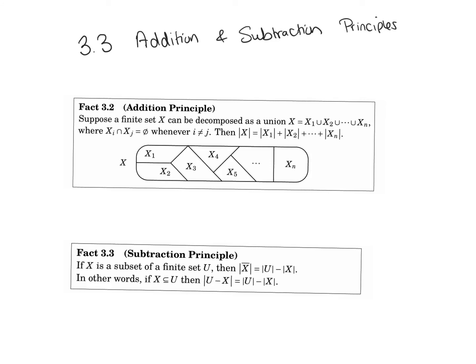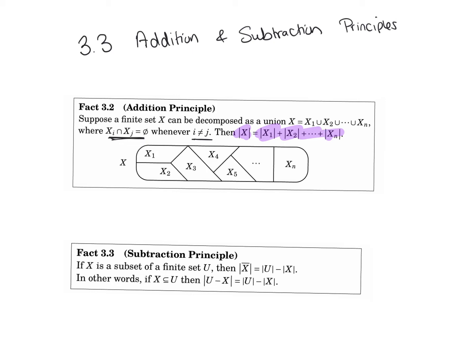In section 3.3, we're going to look at the addition and the subtraction principles. The addition principle just says if you have a finite set, and you can decompose it into a union of different sets, where no two of those sets overlap, so the intersection of any two sets is always the empty set, as long as they're not the same set as each other. As long as that is true, then the cardinality of your overall set is just equal to the sum of the cardinalities of the individual sets.